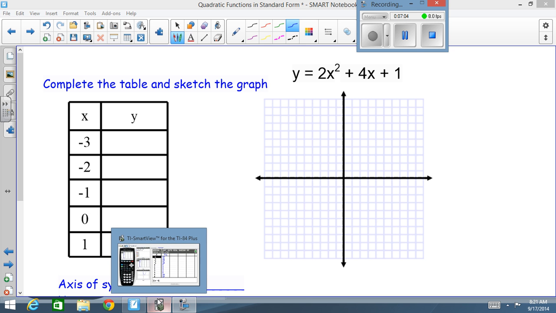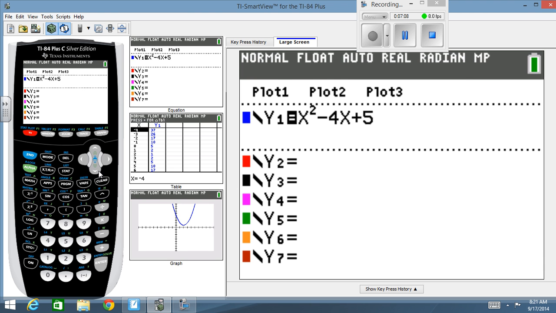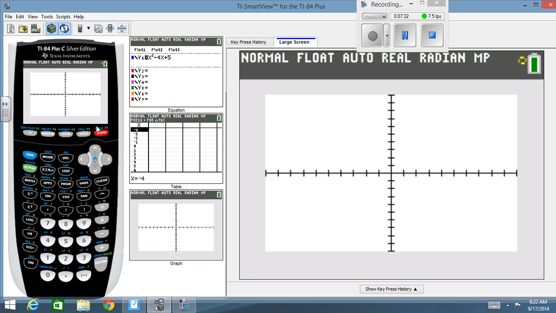So let me go to my graphing calculator here, and I'm going to go back to my y equals, and I'm going to clear out what I had in there. And now this time I want to put in 2x squared plus 4x plus 1. I'm going to hit graph just to get a quick look and see what the parabola looks like. Get an idea where I'm at.